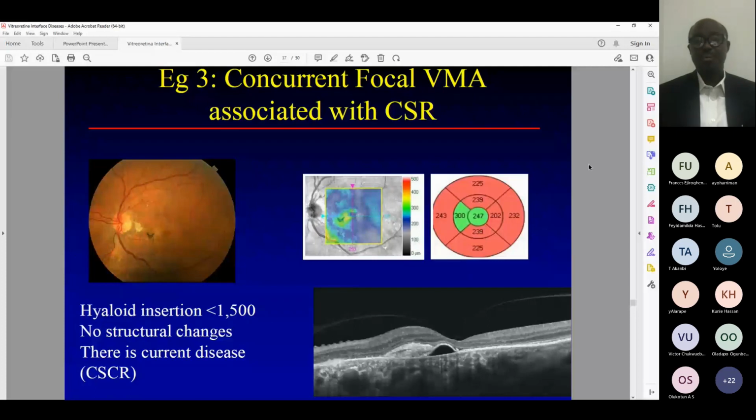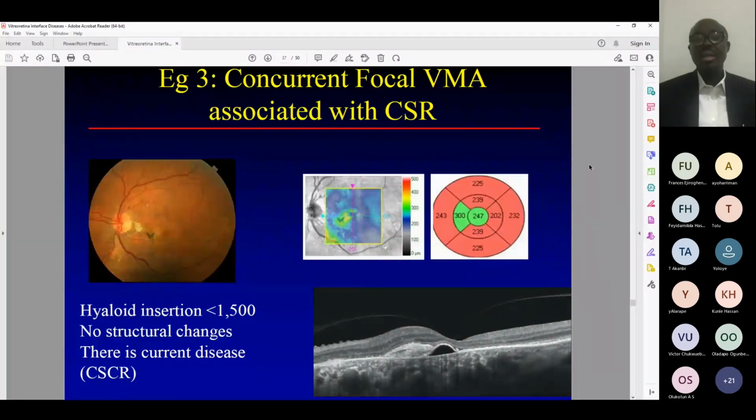Okay, so this is example 3 that we can have a look at. In this case, what we're looking at, again, the hyaloid is inserted in a way that is definitely less than 1,500 microns. We can see there's no real architectural change in the subfoveal macular area, but then you can see the subretinal fluid under it there, and this amorphous mass on the other side of it.